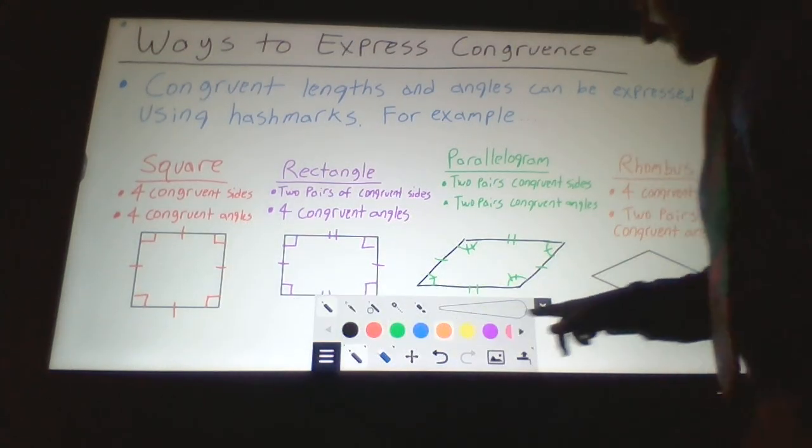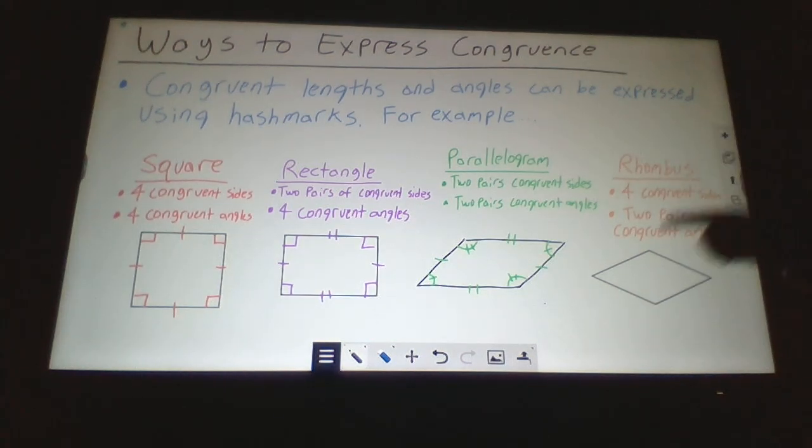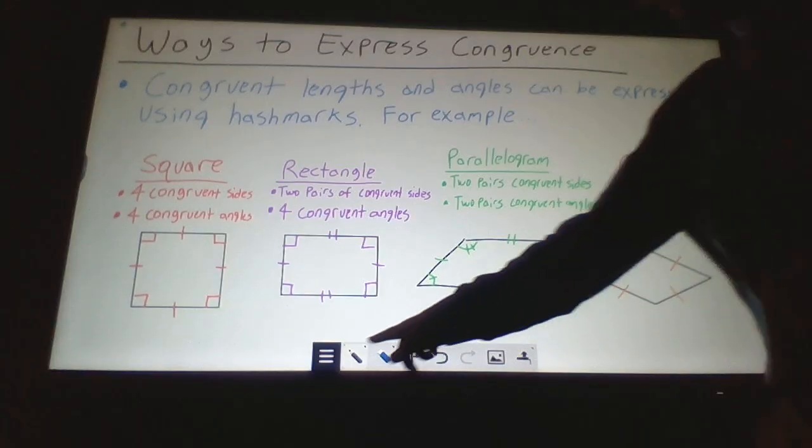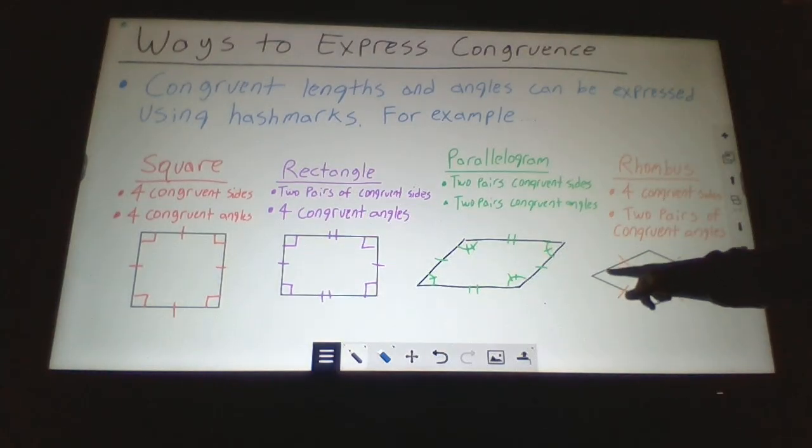Same idea for the rhombus, except with the rhombus, the sides are all congruent, so we can just use a single hash mark for each of the four sides. But when it comes to the angles, we have two pairs of angles, so we will use the double hash mark for them to denote the difference.